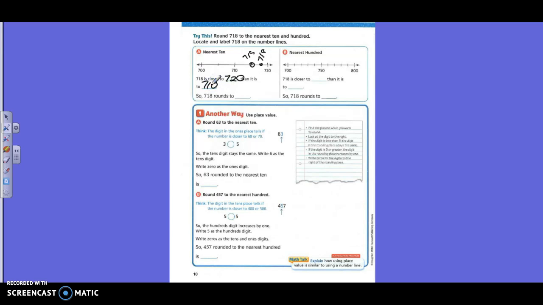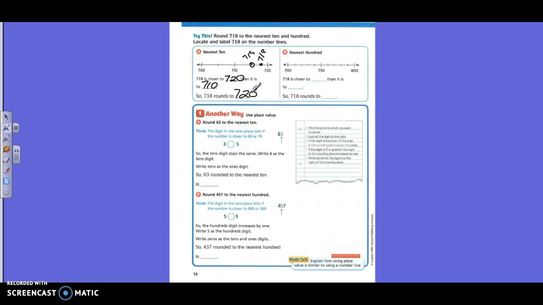So 718 rounds to which number that is closer to? What number is it closest to? 720. Okay, that is a tens number. Now we're going to round it to the nearest 100. We're going to see what 100 it is closer to.